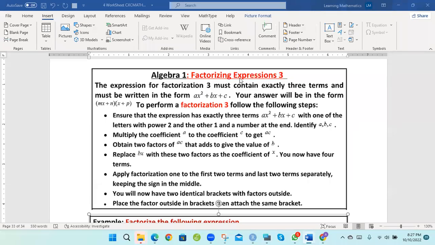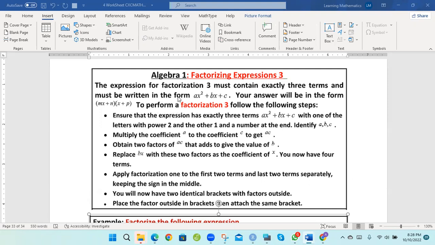We call this factorization or factorizing expressions 3, but you can call this factorizing a complete quadratic expression. The expression for factorization 3 must contain exactly 3 terms and must be written in the form ax squared plus bx plus c, the very famous general form of writing a quadratic. Your answer will be in the form (mx plus n)(x plus p). To perform factorization 3, follow the following steps.